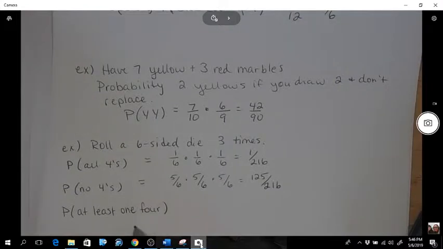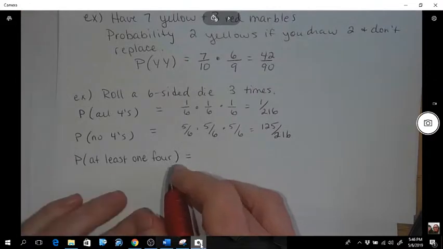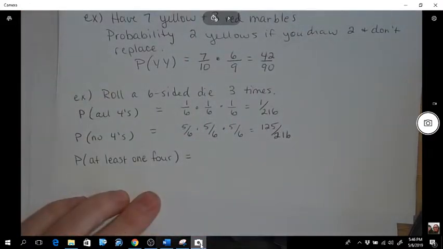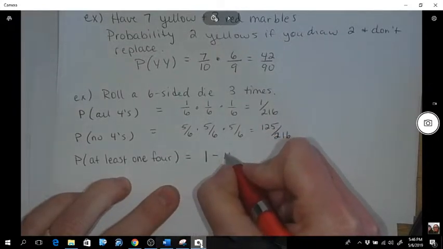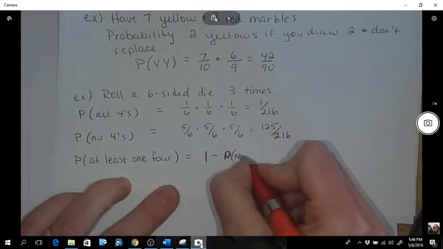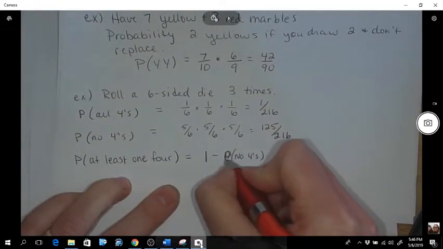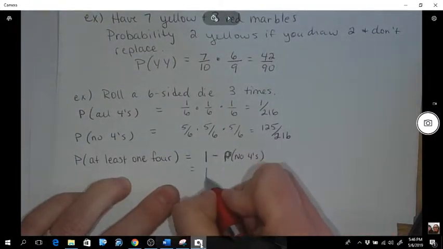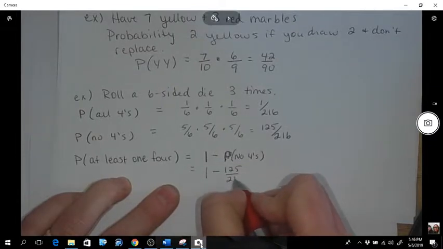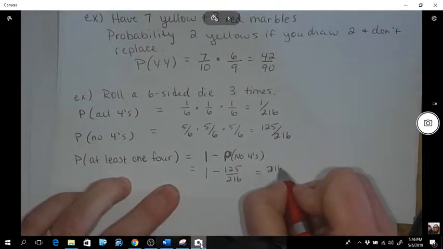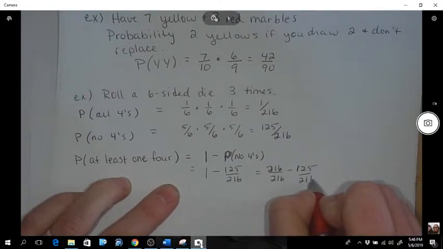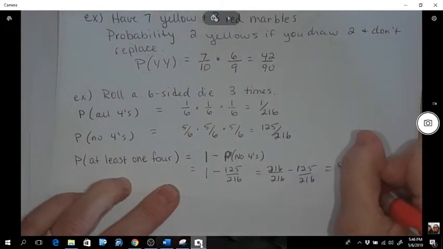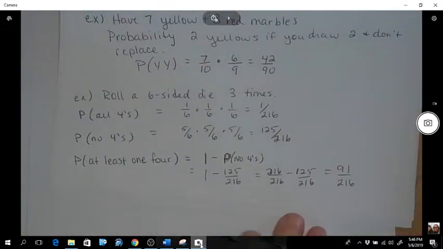What's the probability of getting at least 1 4? So if you had at least 1 4, the opposite of that would be getting no 4s. So 1 subtract the probability of no 4s. So 1 subtract 125 over 216. So that ends up being 91 out of 216 as a probability.